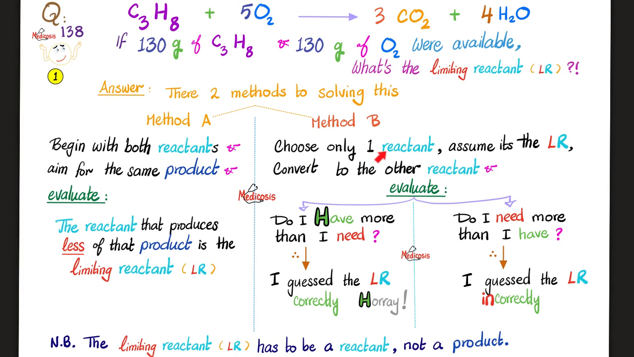Method number B is you choose only one reactant and assume that it's the limiting reactant, and then convert to the other reactant, not product. And after this, evaluate. Do I have more than I need, or do I need more than I have? If you have more than you need, then you guessed correctly, voila, and you're done. What you guessed in the beginning is the actual limiting reactant. But if you need more than you have, then you guessed incorrectly, and therefore the other reactant is the actual limiting reactant. If this sounds insane to you, please refer to my video on ideal stoichiometry. You can find it in this chemistry playlist.